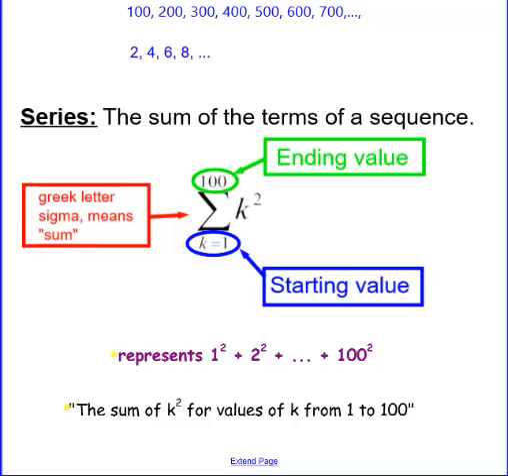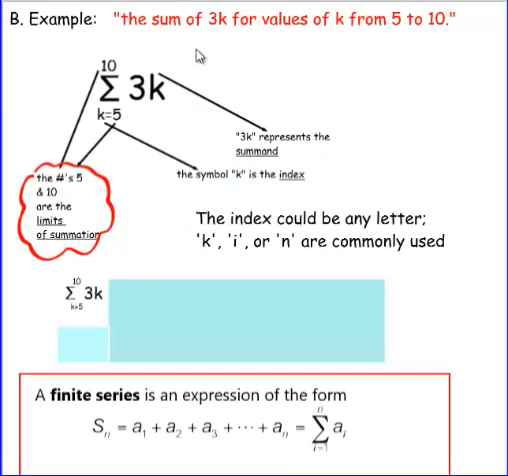So let's take a look at another example. So here we are going to look at the sum of 3k for values of k from 5 to 10. So it's really important to look at that index. It doesn't always start at 1. And that's what the k is called, the index. And again, it doesn't always start at 1. In this case, it's starting at 5. And so 5 and 10 are our limits for the summation. So we start at 5 and we'll go to 10. And the 3k represents what they call the summand. Okay, so that's just the expression that we're going to be plugging the numbers into.